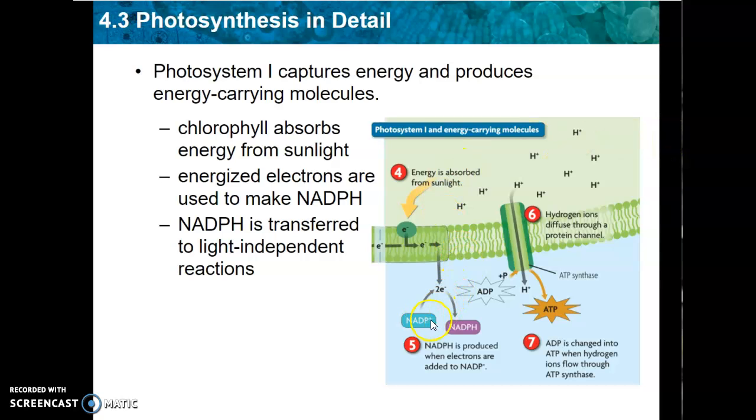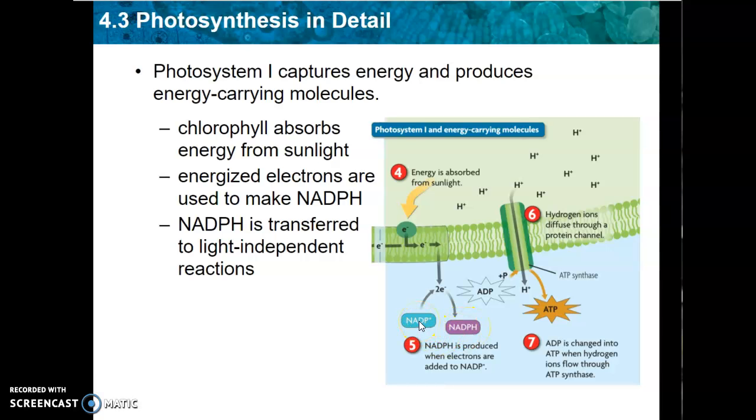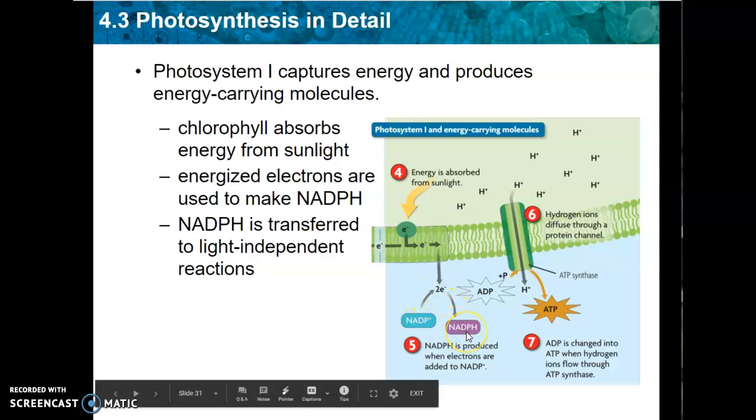Here we see the NADP plus turning into NADPH, so it's going from an energy grocery cart that's empty. We're filling it up with energy, so now it's full, ready to be moved on to the next section.